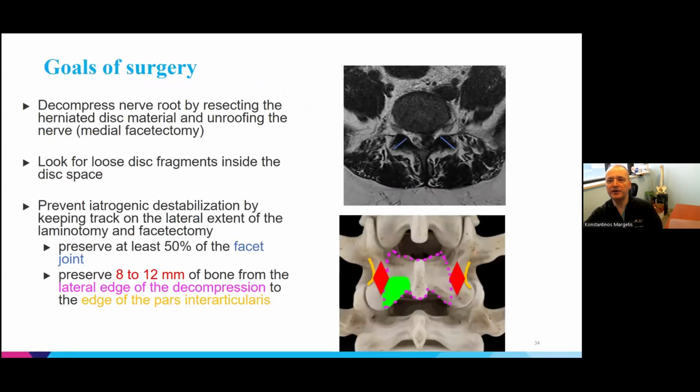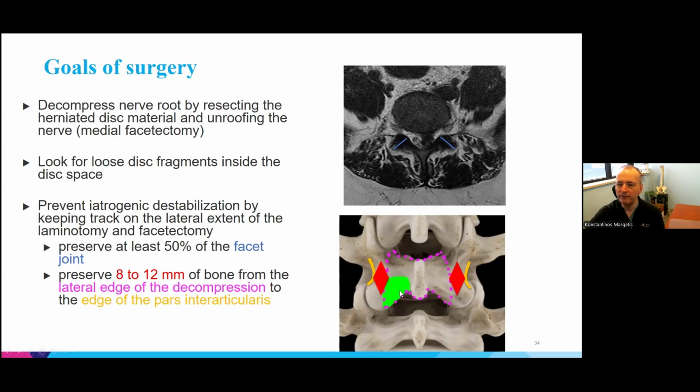So when we do surgery, our goal is to decompress the nerve roots by removing the disc herniation. And when we remove the disc herniation, we also check the disc space to see if there are any other loose fragments. If there are, then we need to remove them because otherwise they will come out very soon and the patient will have a recurrent disc herniation and will have to undergo treatment again.